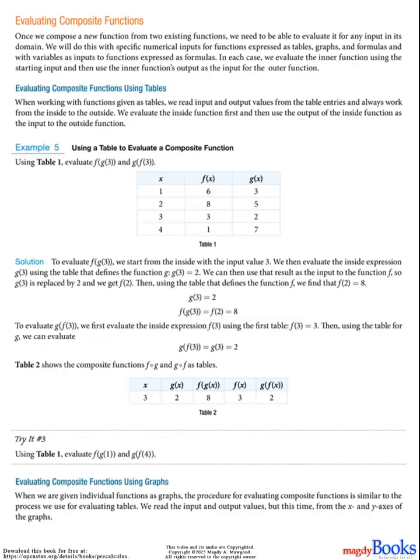Try it number 3. Using Table 1, evaluate f of g of 1 and g of f of 4. B. Evaluating composite functions using graphs. When we are given individual functions as graphs, the procedure for evaluating composite functions is similar to the process we use for evaluating tables. We read the input and output values, but this time, from the x and y axes of the graphs.